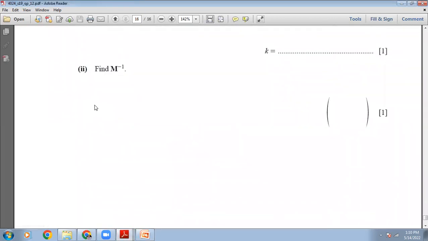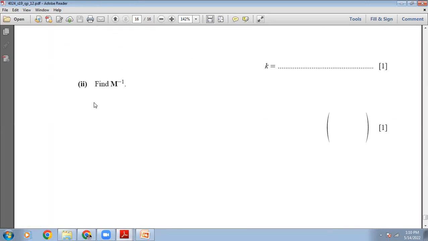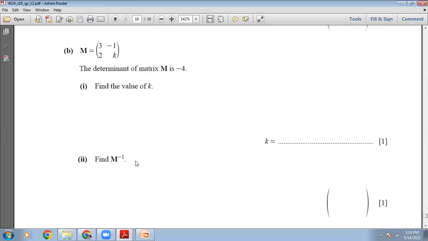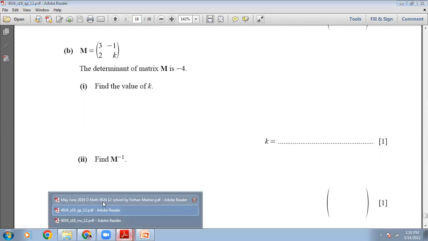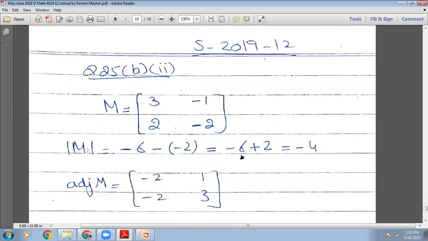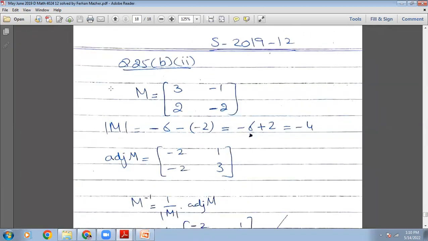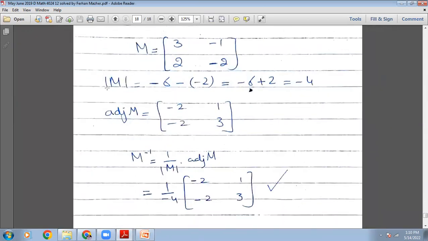Okay, so the next question they are asking is, once you know the value of k, find the M inverse. Finding the M inverse is very simple. Put the value of k, minus 2, here. And we already know the determinant, and find the adjoint of M. The formula for M inverse is 1 by M determinant multiplied with the adjoint of M. So the M determinant will be minus 6 minus minus 2, and it will be minus 6 plus 2, it will be minus 4.